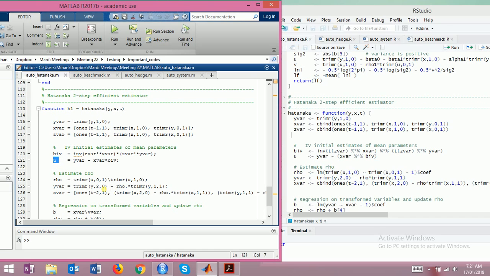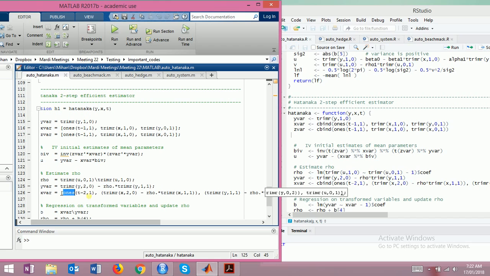Now you estimate rho. Rho is trimmer u01. This is regressing ut on ut minus 1. So trimmer u10 is regressed on trimmer u01. Y bar is y20 minus rho trimmer y11. See, the size of the steps remain same because you remove 2. Here you remove 1 in the beginning, 1 in the end. Rho trimmer y11. X bar column bind 1 t minus 2 1.